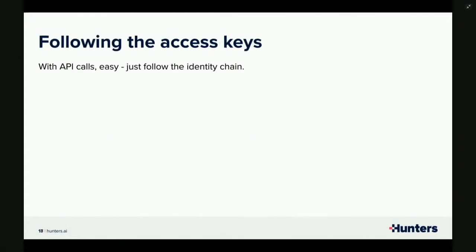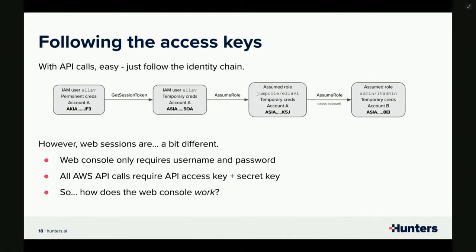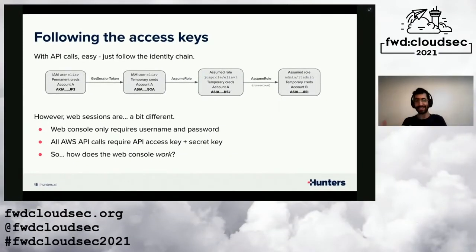So if ARNs aren't unique, what is unique? API access keys. If it's just regular API calls done with an SDK, it's simple. We just need to follow the identity chain. Each one of these temporary credentials or permanent credentials from the example earlier also has an access key together with it, and all we have to do is take those access keys. Great. However, web sessions are a bit different, because the web console only requires a username and password, while all API calls require an API access key and a secret key.